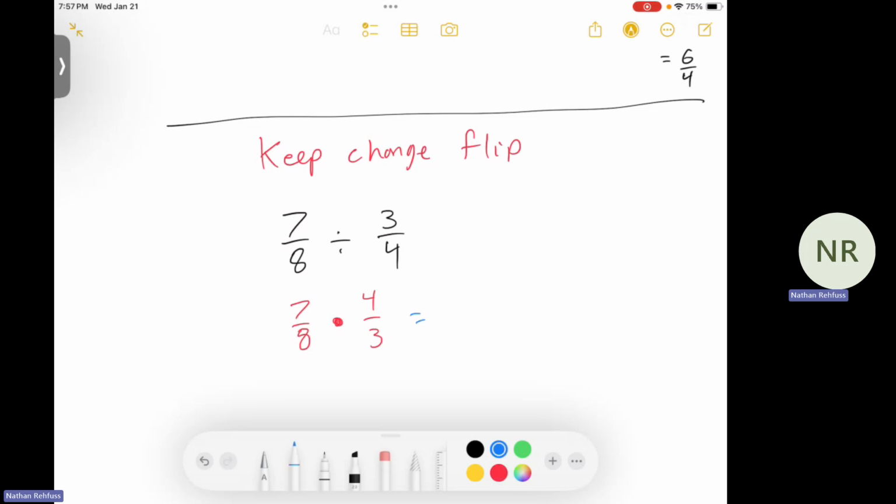Now to multiply these, we do 7 times 4 over 8 times 3. If you like, you can cancel before you multiply. 4 over 8 is the same as 1 over 2. I took a factor of 4 away from both. That gets me my answer a little faster, 7 over 6. 2 times 3 is 6. All right, so that's how we can divide fractions.